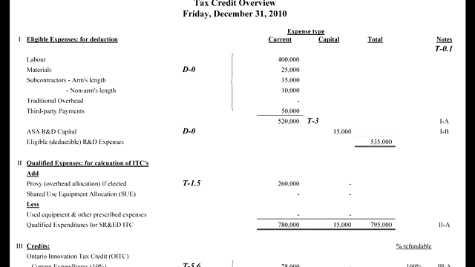Okay? So what we have here is $520,000 of current expenditures and $535,000 when we factor in the capital, of total expenditures that we can deduct as an expense for income tax purposes in the taxation year.